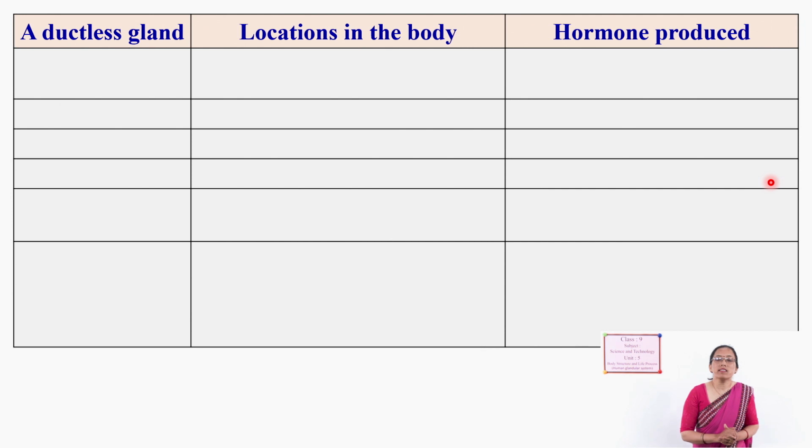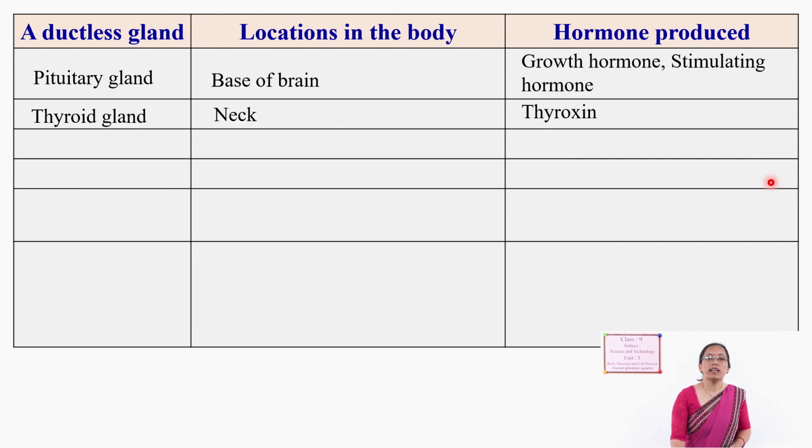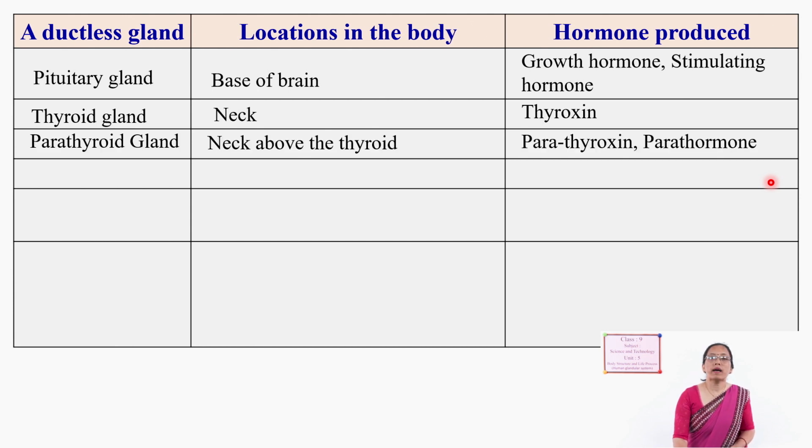Okay, let's summarize the endocrine glands, where they are present, and what hormones are secreted, from this chart. Pituitary gland: where is it located? Already we have learned, the base of the brain. It secretes growth hormone and stimulating hormones. Next is the thyroid gland, located in the neck, which secretes thyroxine. Next is the parathyroid gland, present in the neck behind the thyroid, but it seems like above. It secretes parathormone.